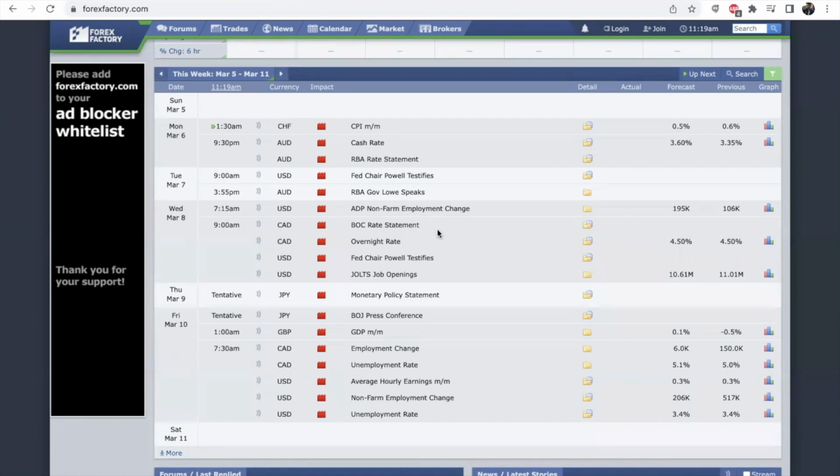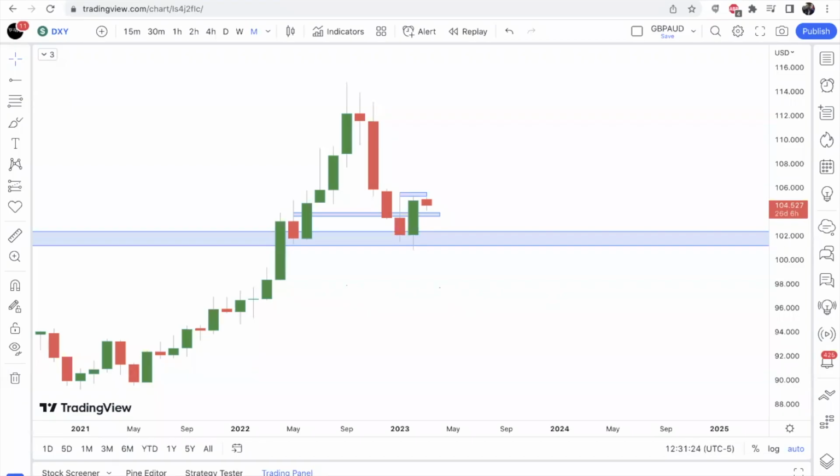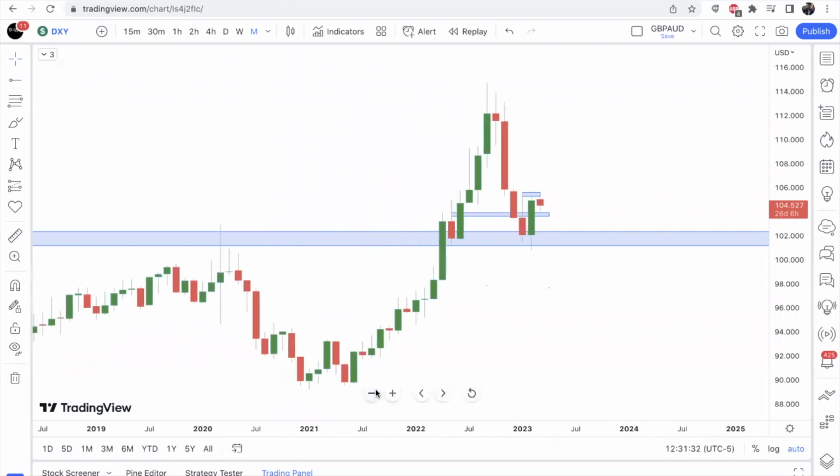Non-farm employment change Wednesday. Rate statement for the Canadian dollar. Powell is speaking again. Job openings. Then we got the JPY press conference and the policy statement. So it's likely going to be a really volatile week. NFP Friday, unemployment rate, employment change for the US dollar and Canadian dollar. So we're likely going to see strong volume in JPY, dollar, and Australian dollar. Now, keep in mind, the yen and the dollar tend to trade inverse. So if the dollar sets up for a fall early, we could possibly see some yen strength come in.